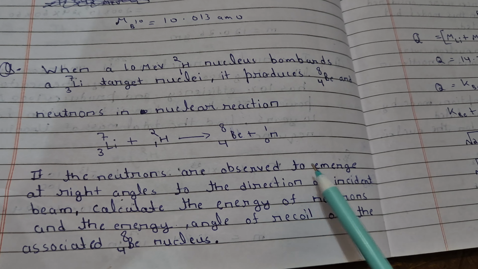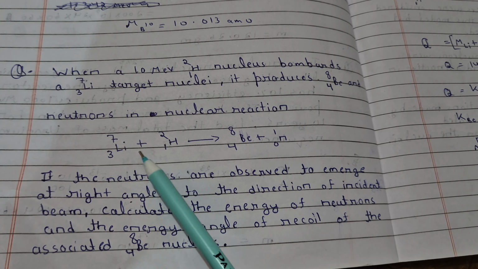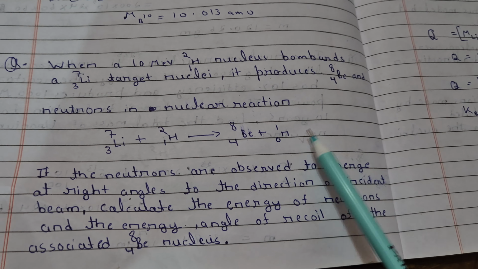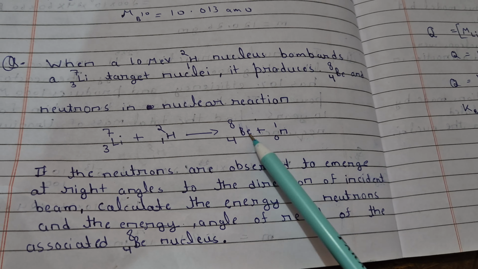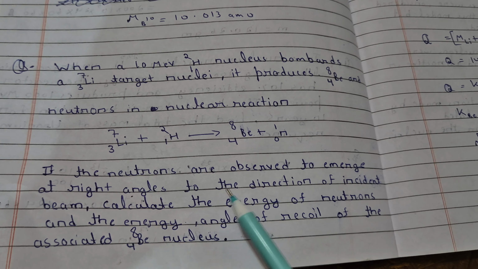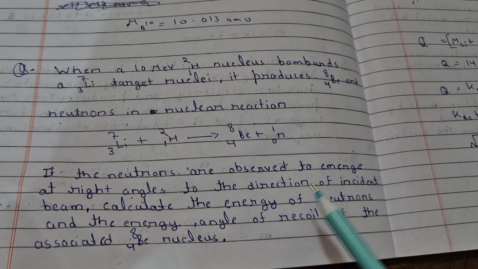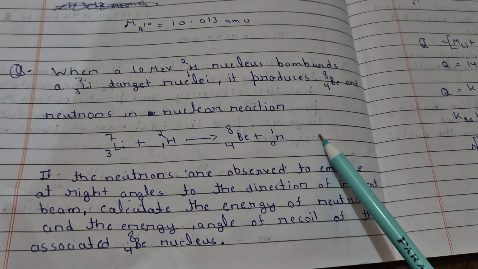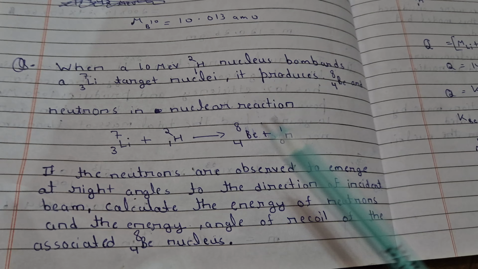If the neutrons are observed to emerge at right angle, there is something collision-like: the lithium nucleus is simply there and the hydrogen atoms are coming like this, and after that neutrons go at 90 degrees, and the beryllium will go something like this at theta angle. So if the neutrons are observed to emerge at a right angle to the direction of the incident beam, calculate the energy of neutrons and the angle of recoil of the 4Be8 nuclei. So we need to find that angle for the Be and its kinetic energy also.